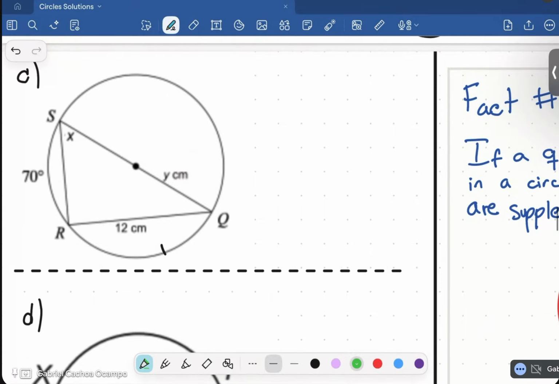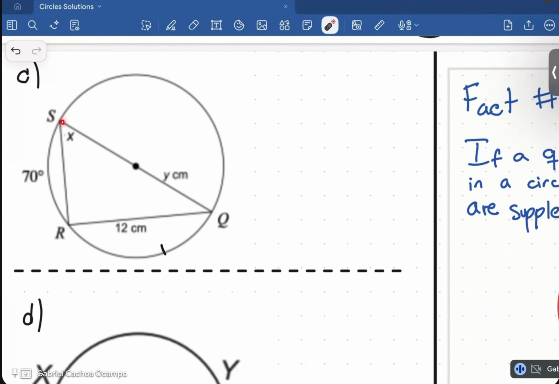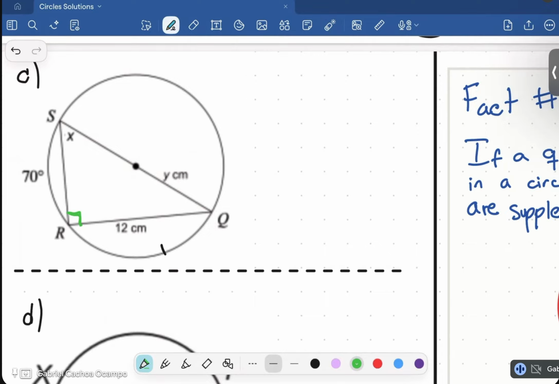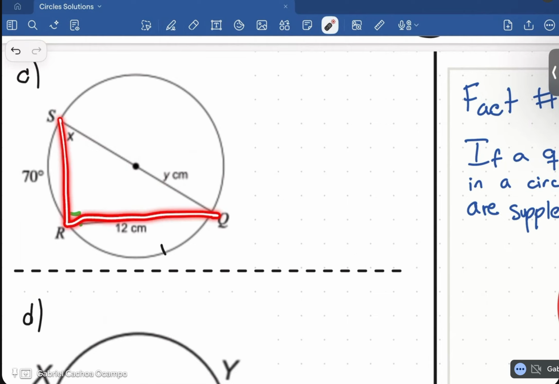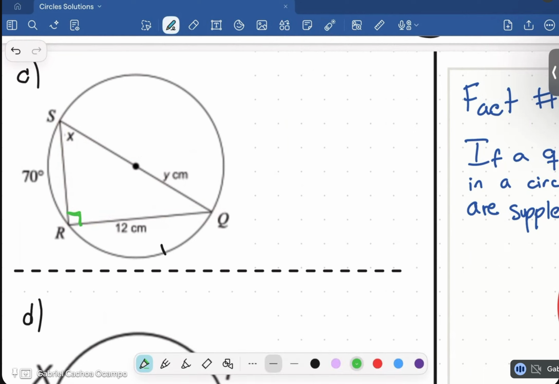Okay, now for this problem, it is a little bit hidden that this one is a diameter. If this one is a diameter, that means that this angle is 90, no? If I have a diameter, then the angle that's inscribed to a diameter is 90. It's a right angle.